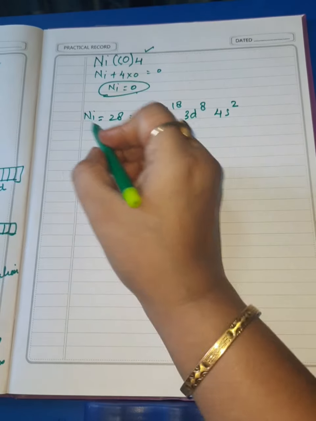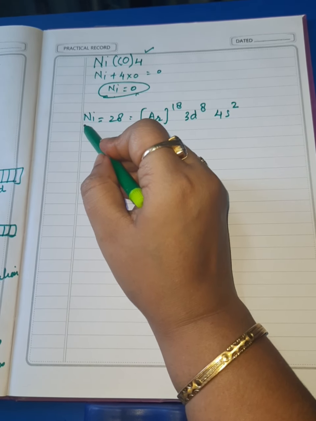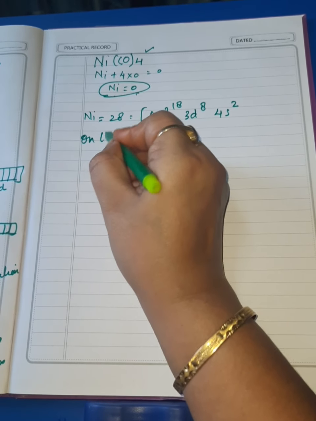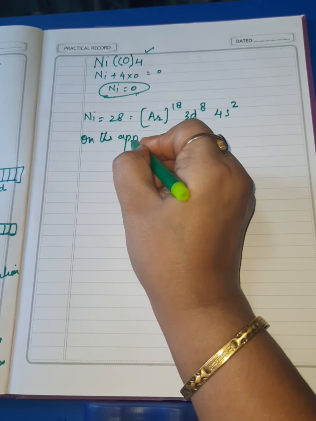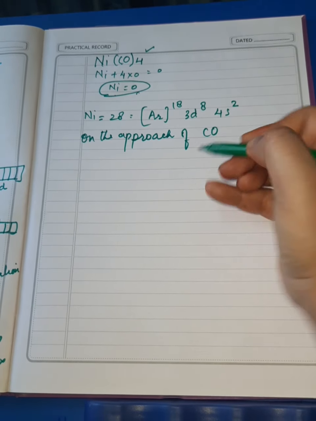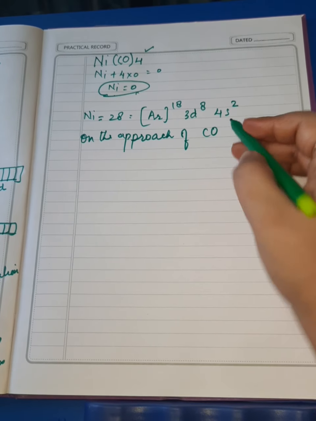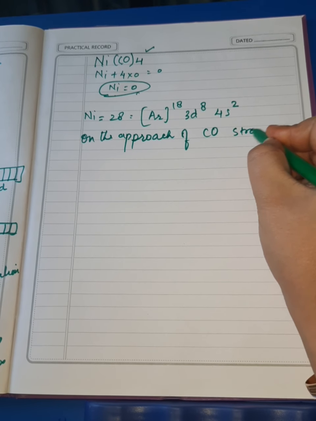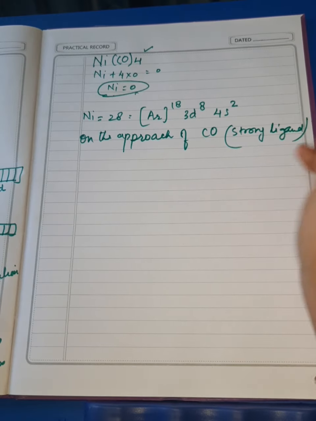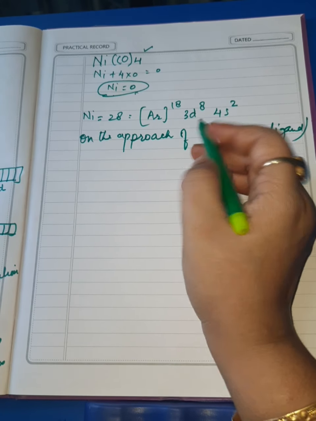Dear students, now since it is forming this complex in its 0 oxidation state, that means in its ground state itself. So now on the approach of carbonyl as a ligand, and if you remember in the previous video I taught you that carbonyl is a strong ligand. Now under the influence of this strong ligand, the pairing of electrons will take place. Alright, so let's see. To show the pairing, I'll show the orbital diagram.